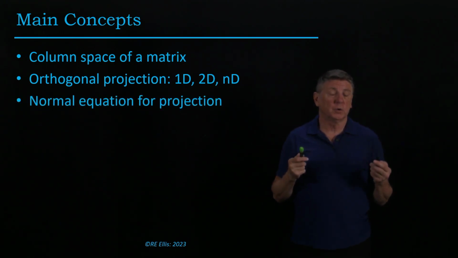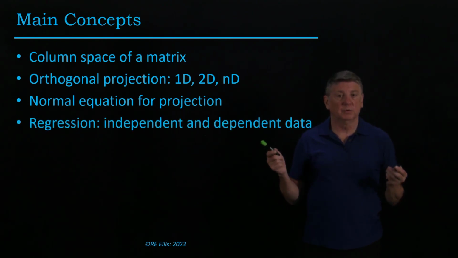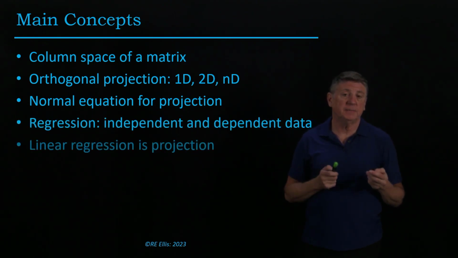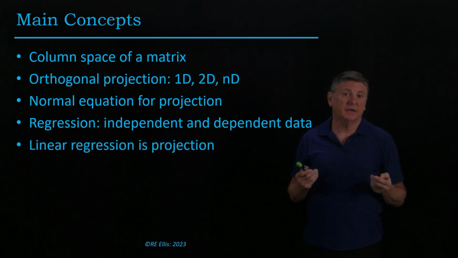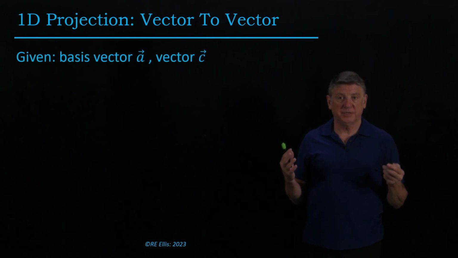We'll look at the normal equation for this projection problem, and then we'll observe that regression, when we have independent and dependent data, is in fact a projection problem. So let's begin with a 1D projection.